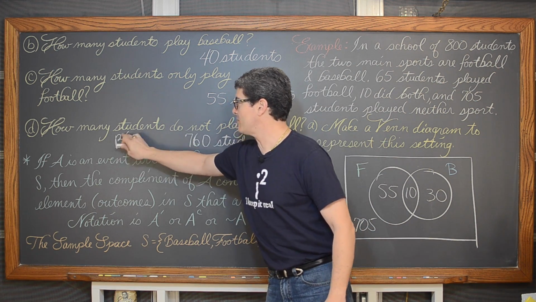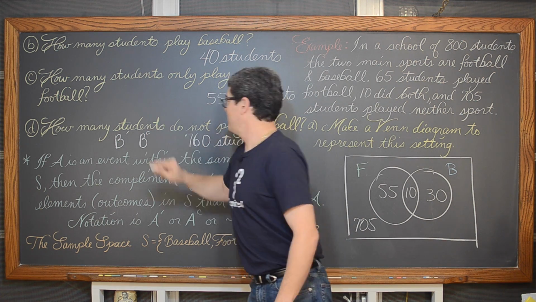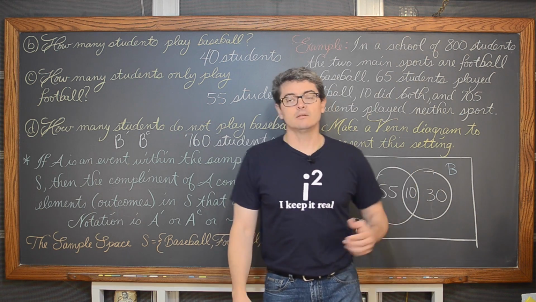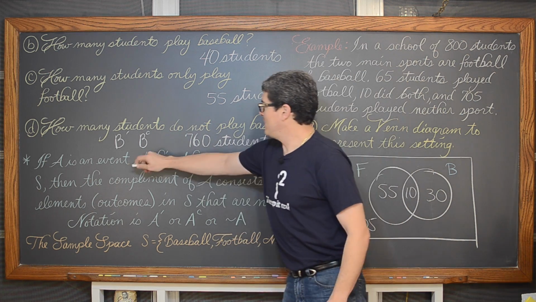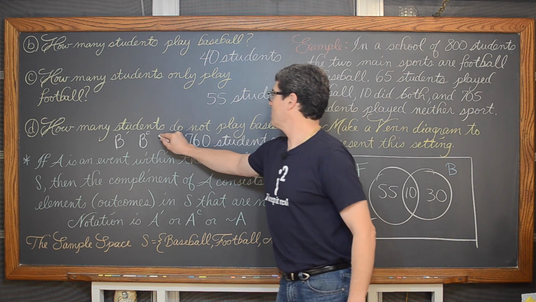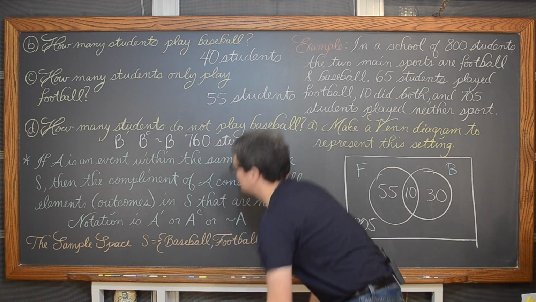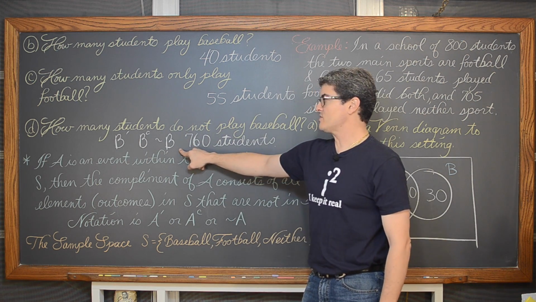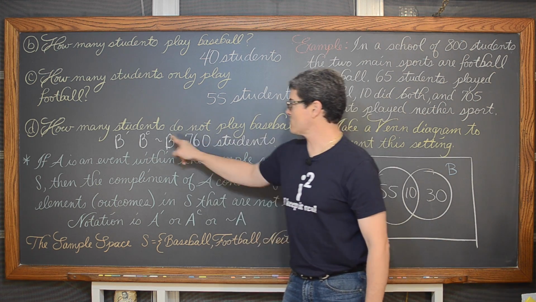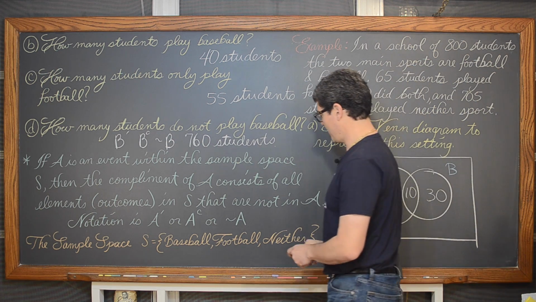How many students do not play baseball? 750. Or you might see that as whatever letter we're indicating the set of baseball with, B with an exponent C, or this little squiggly line of B. And the answer to either one of these questions is 750. These are all notations for not playing baseball, the complement of playing baseball.